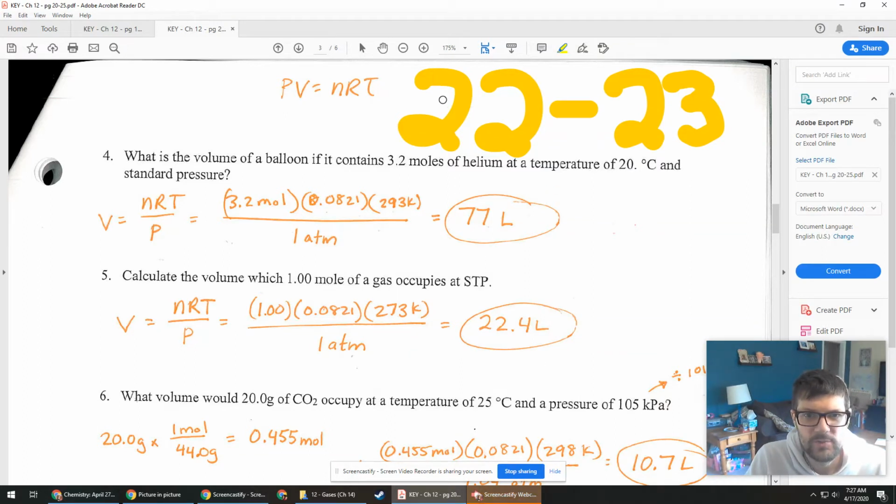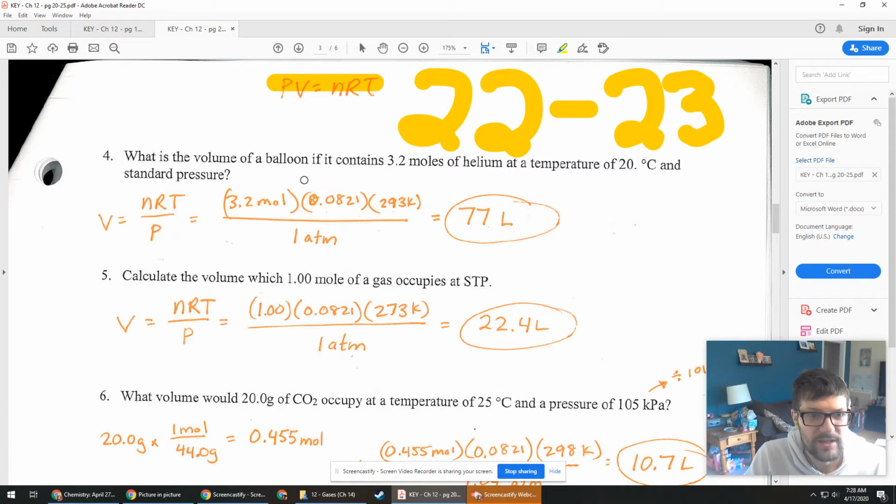I want to go over pages 22 and 23 in your gases packet, where we are continuing to work with the ideal gas law, which looks at a snapshot of a particular gas, looking at its pressure, volume, how many moles of the gas you have, and its temperature. So we're always using this equation, PV = nRT.